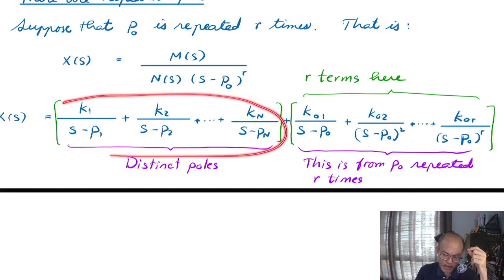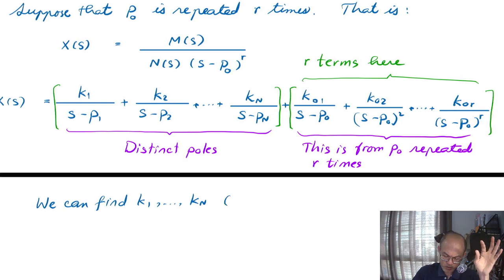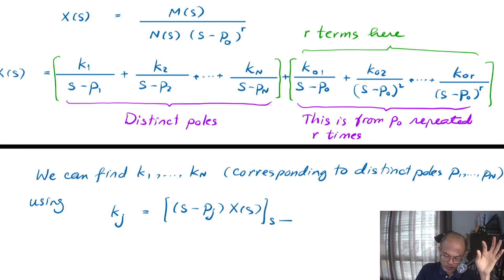Now, k1 through kn could be found easily. Remember, k1 through kn correspond to the distinct poles p1 through pn, using kj equal to (s minus pj) times X(s), and then plug in s by pj, where j is 1 through n. Now this is for the distinct poles.